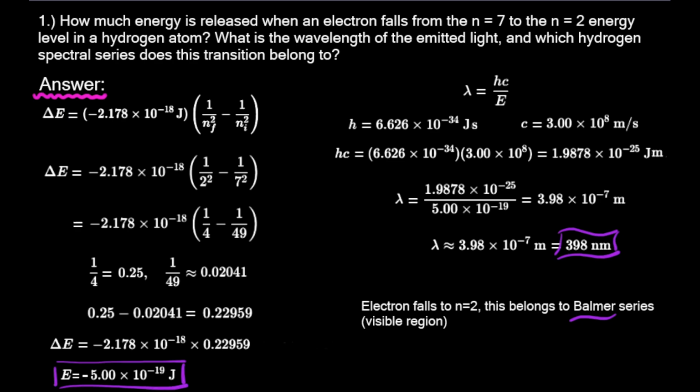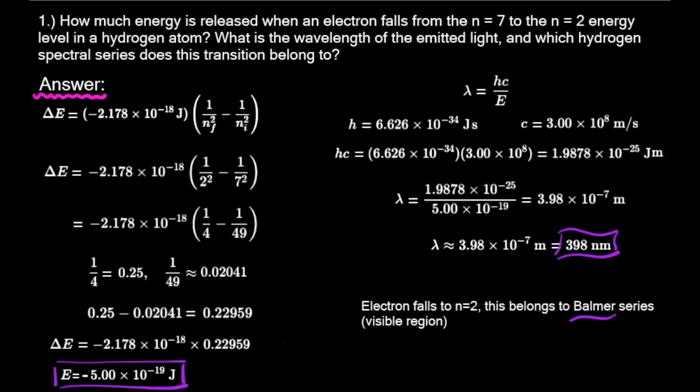Now we need to plug in all the values into the equation. N final equals 2 and n initial equals 7. So we get delta E equals negative 2.178 times 10 to the negative 18 times 1 over 2 squared minus 1 over 7 squared. That becomes 1 over 4 minus 1 over 49. 1 over 4 is 0.25 and 1 over 49 is approximately 0.02041.